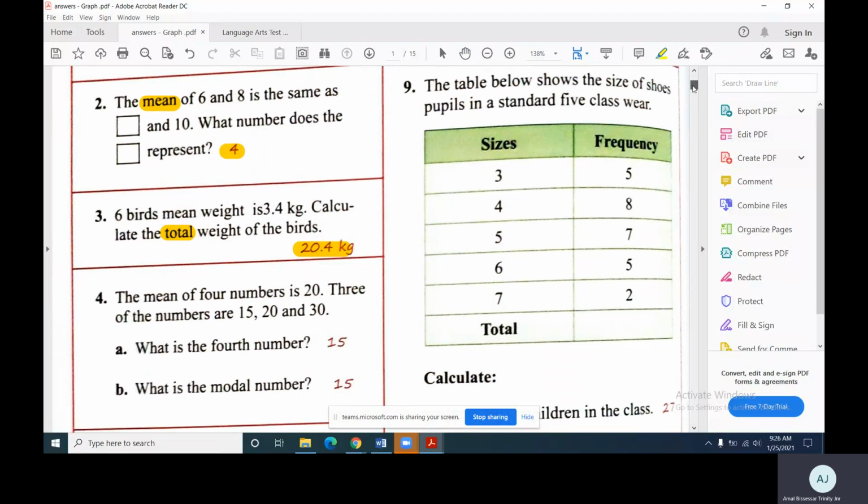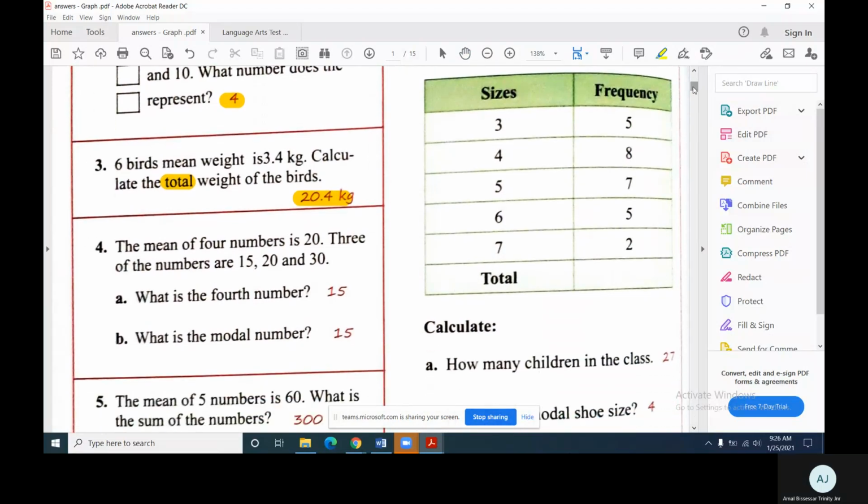In number 4, the mean of 4 numbers is 20. 3 of the numbers are 15, 20, and 30. What is the other number? If the mean of the 4 numbers is 20, you need to find the total. Just like on top where you have 6 numbers as a mean, in the same way, you have 4 numbers with a mean. So you have to do 20 by 4, which is 80.